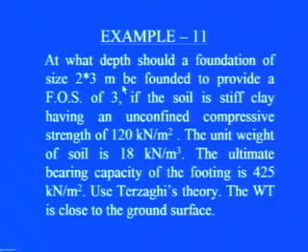Now, this is another example. At what depth should a foundation of size 2 meter by 3 meter be founded to provide a factor of safety equal to 3 if the soil is stiff clay having an unconfined compressive strength of 120 kilonewton per meter square? The unit weight of soil is 18 kilonewton per meter cube. The ultimate bearing capacity of the foundation is 425 kilonewton per meter square, again using Terzaghi theory and considering the water table very close to the ground surface.